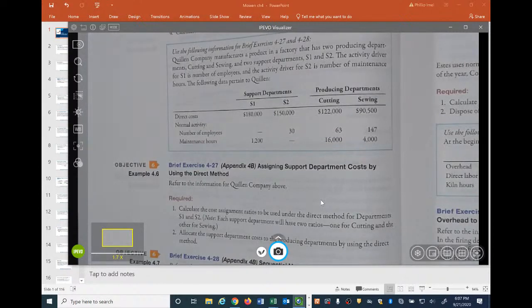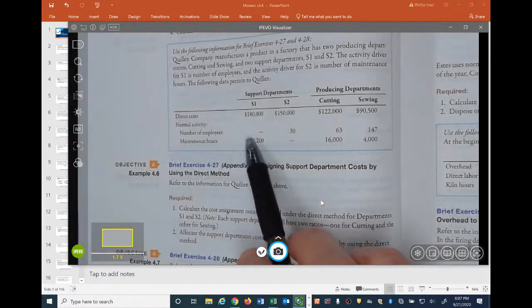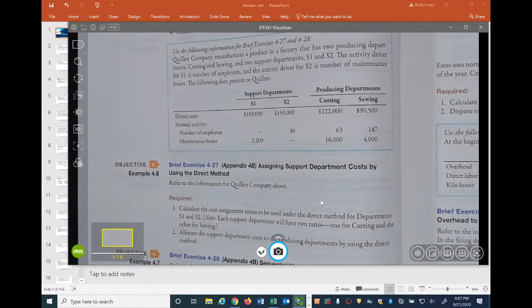Okay, so it says Quillen Company manufactures a product in a factory that has 2 producing departments, cutting and sewing, and 2 support departments, S1 and S2. The activity driver for S1 is number of employees. And for S2, it is the maintenance hours.